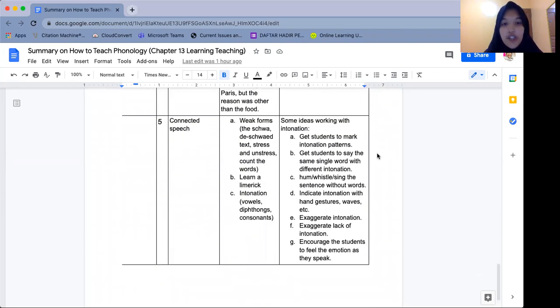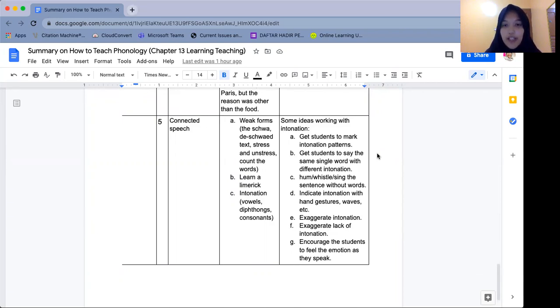Number 5 is connected speech. There are word forms, weak forms, stress and unstressed, counting the words, learning limericks, and intonation, vowels, diphthongs, and consonants. Some ideas for working with intonation.